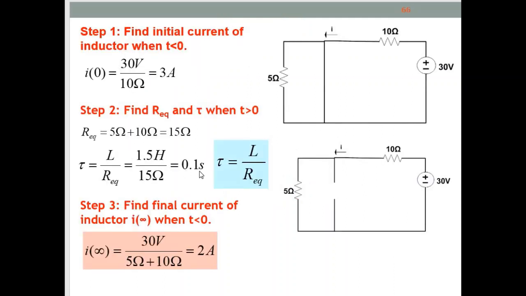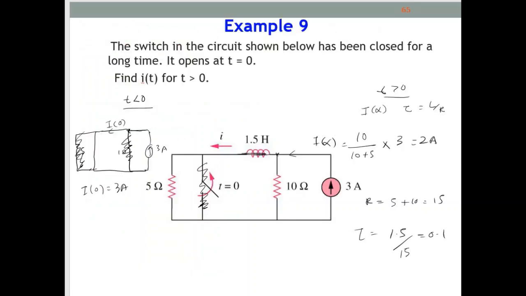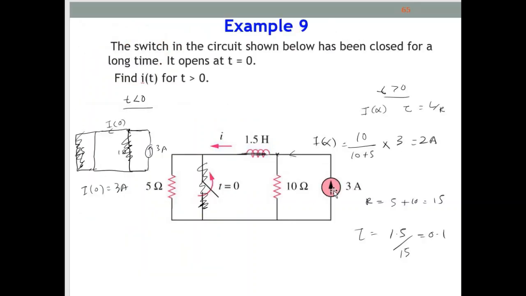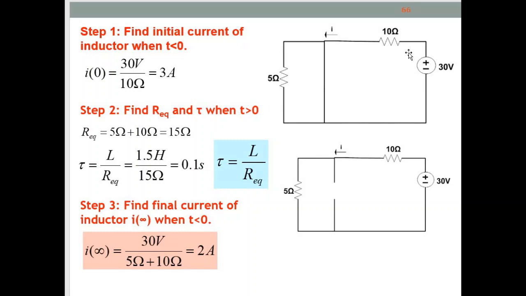Okay, this slide shows the solution of example 9, but the difference between this slide and my previous method is that this slide transforms the current source and the parallel resistor in this circuit to a voltage source and series resistor. If you still remember, the source transformation transforms this into voltage by 3 times 10, you get 30 volt, then change this 10 ohm with series connection to the voltage source.